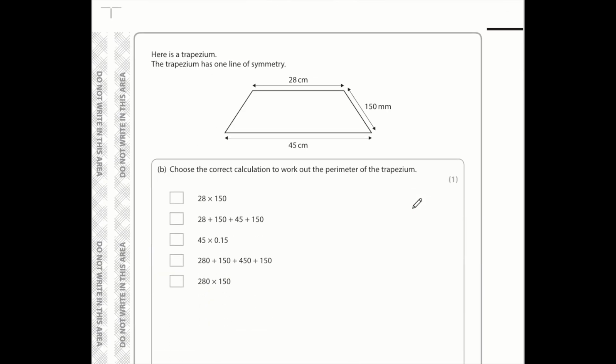Okay, so the trapezium has one line of symmetry, so the only place this line of symmetry could be is here, which means that this side here is also 150 millimeters. So we just need to be careful here because we've got centimeters and millimeters.